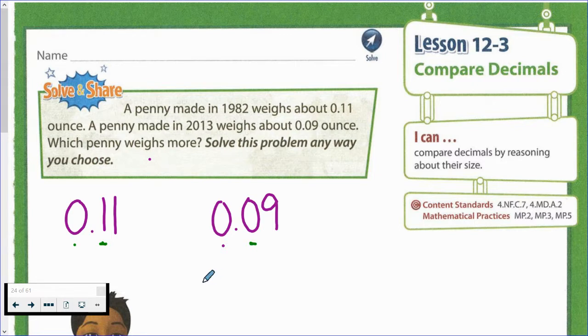You will notice over here we have a digit of a 1 in the tenths place, and over here we have a digit of a 0 in the tenths place. Because this side has a 1 and 1 is larger than 0, we can say that 11 hundredths is greater than 9 hundredths. So that is a quick overview of how you are going to compare these decimals.